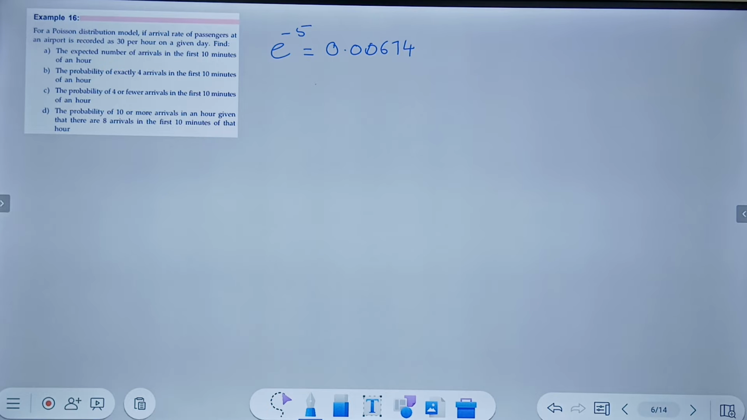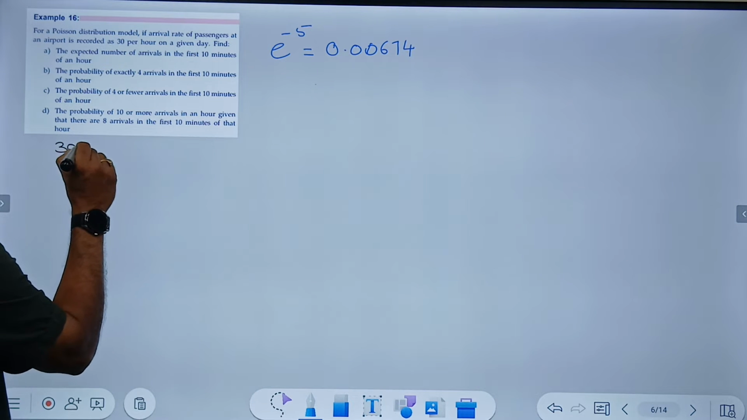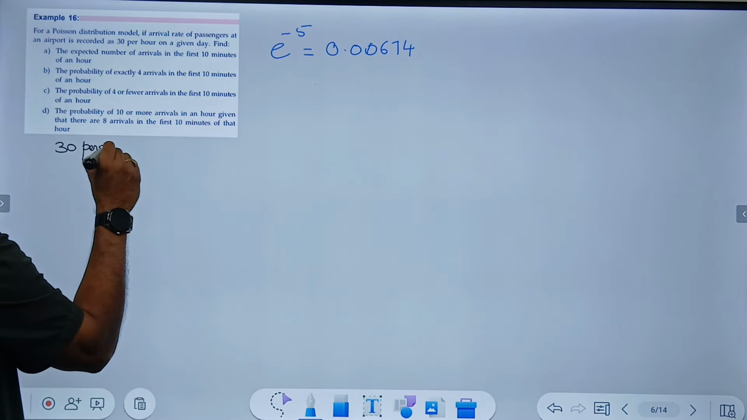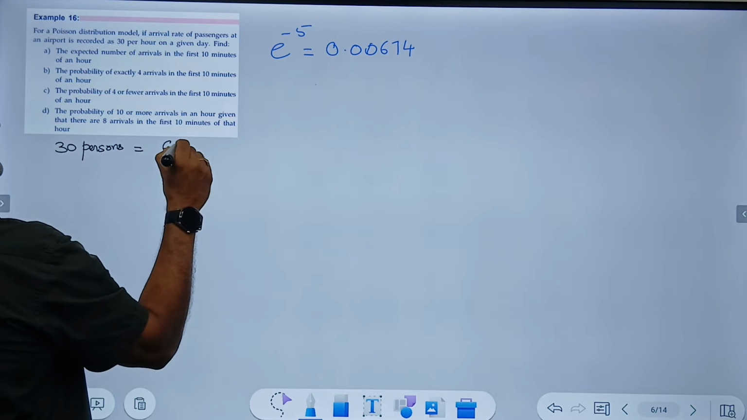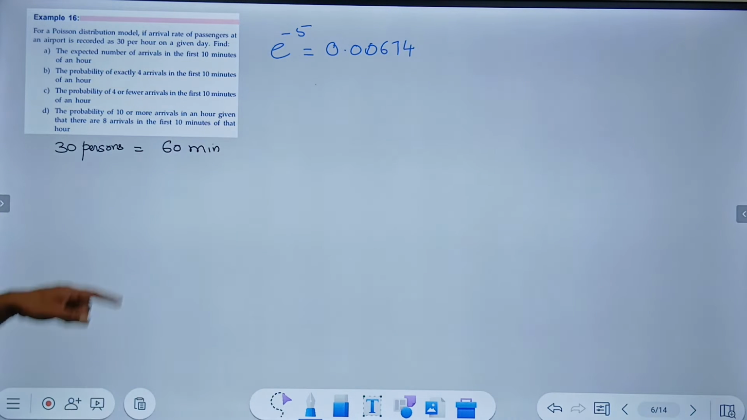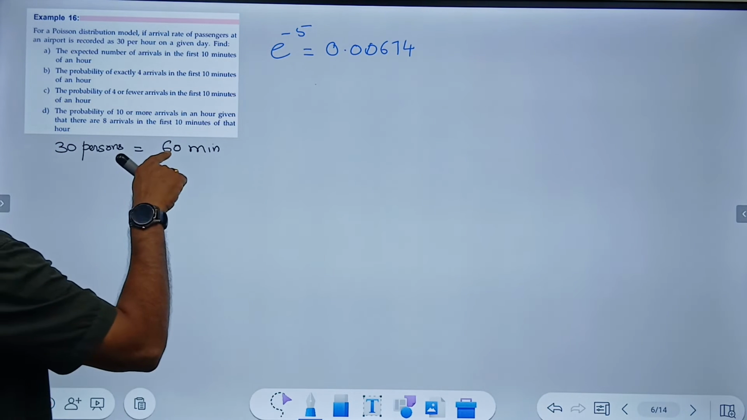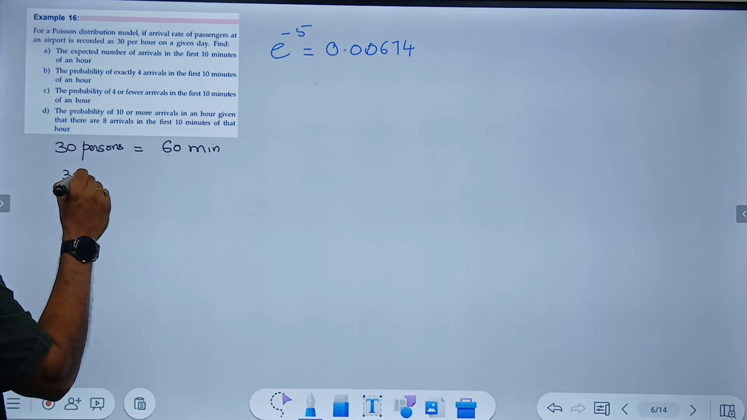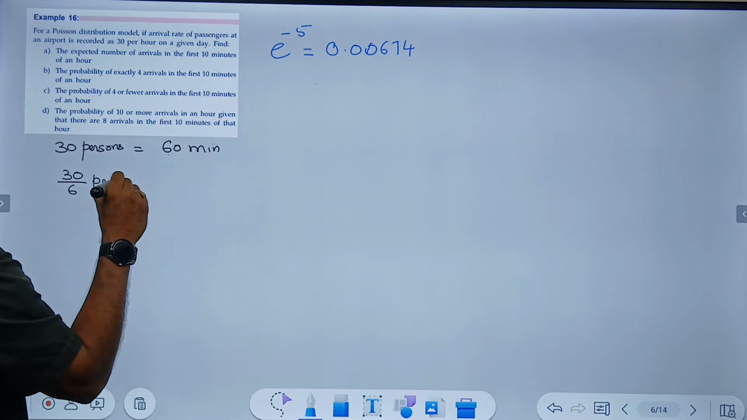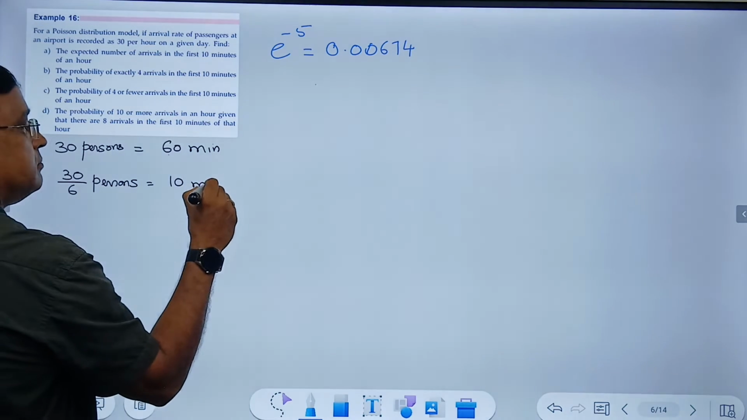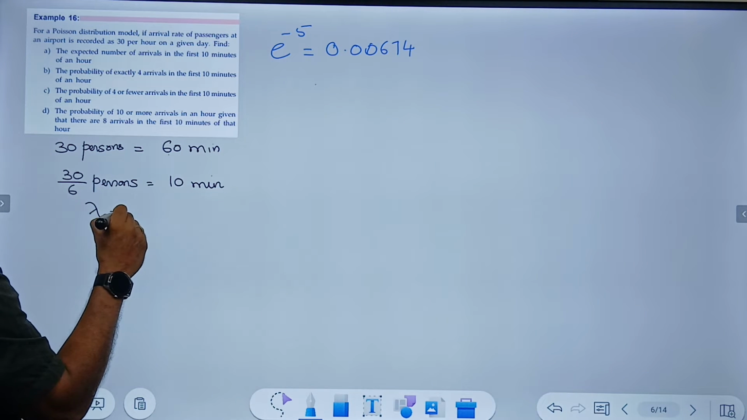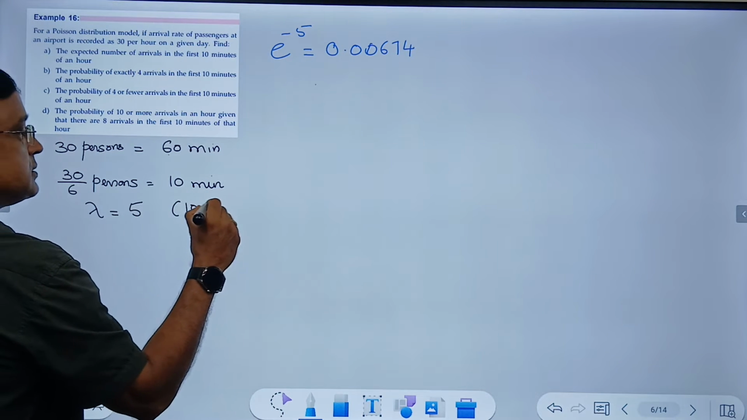Now the next question is, for a Poisson distribution model, if arrival rate of a passenger in an airport is recorded as 30 per hour, so 30 persons in 1 hour. 1 hour is same as 60 minutes. Here the calculation is on 10 minutes. Okay, expected arrival in the first 10 minutes. So I have to convert the 60 minutes to 10 minutes. So what I will do, I'll divide by 6, equal to 10 minutes. So my average is 5. This is for 10 minutes.